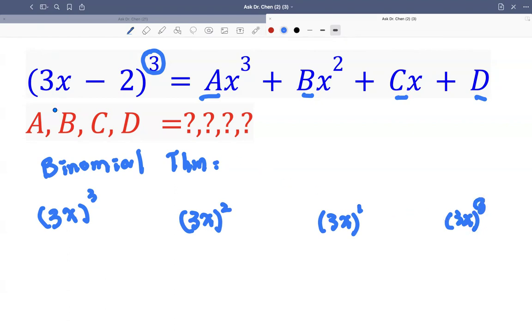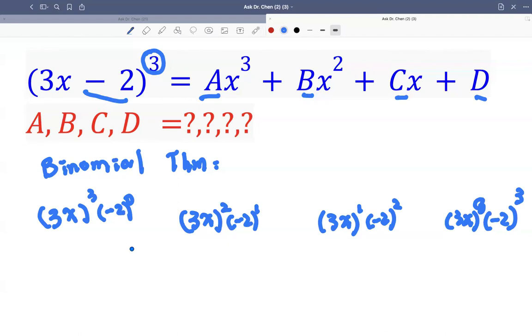And the second term, which is -2, goes in ascending order. Ascending means we start from -2 raised to 0, then -2 raised to 1, then -2 raised to 2, then the last one is -2 raised to 3. 3 is the highest exponent, so we'll end at 3.